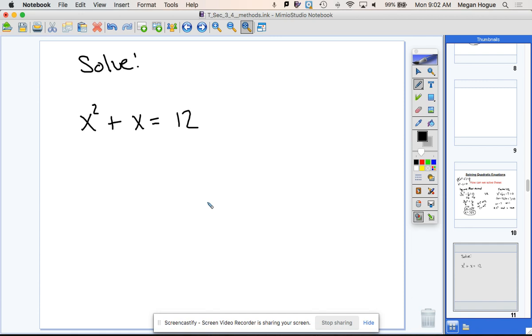X squared plus x equals 12. So we'll have to decide what method. So square root method, we're going to get everything away from x squared. Factoring, we need to get it equal to 0.